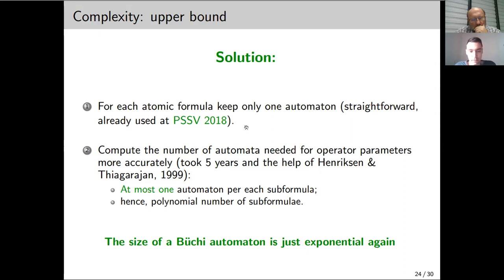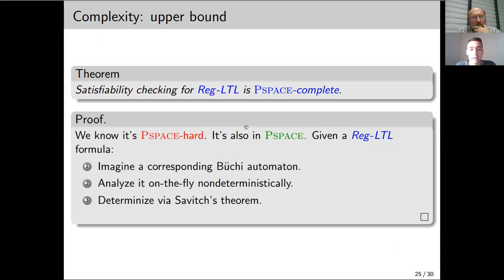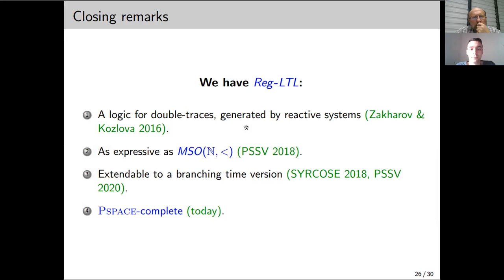If we implement this technique with just an exponential size Bucci automaton, we readily have the satisfiability algorithm in this space. It's kind of clear. If you have a formula, build a Bucci automaton as usual, then analyze it on the fly non-deterministically, and you will obtain a polynomial space non-deterministic algorithm. Then I use Savitch's theorem and obtain by some magic the deterministic polynomial space algorithm. So this kind of concludes the research.